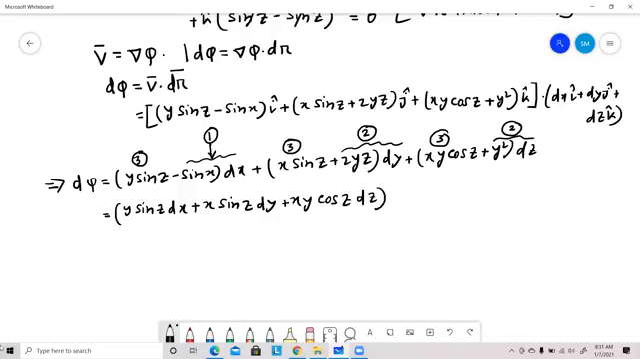Now if we accumulate the double variable terms, say twice yz dy plus y square dz, and then finally the single variable term which is sin x dx.